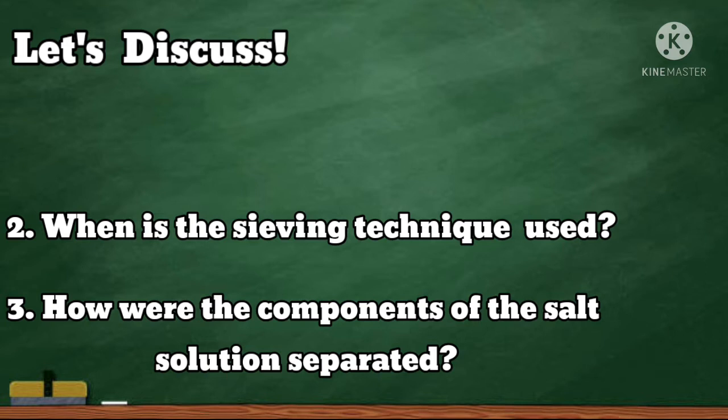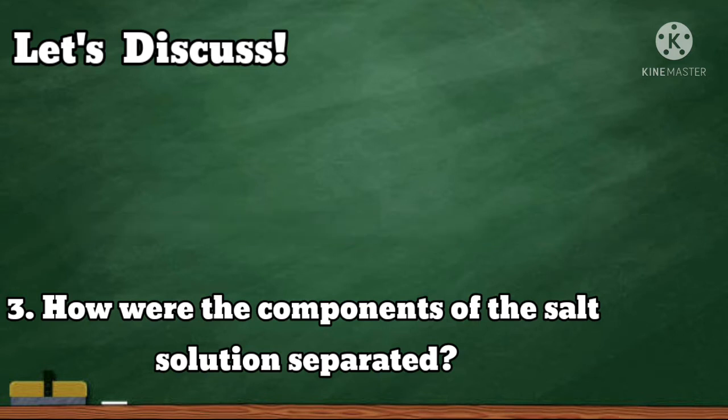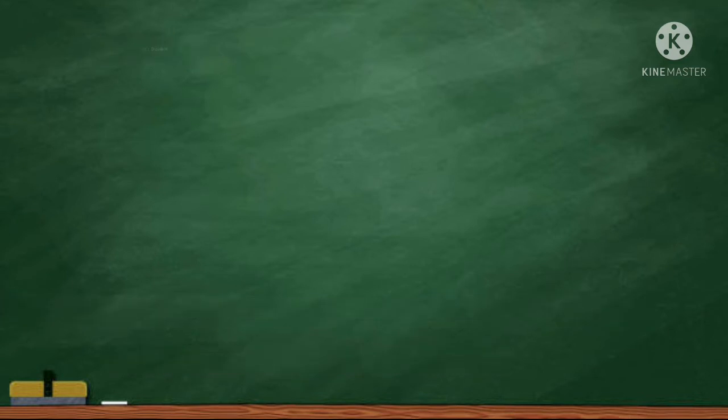Correct! Sieving is done by allowing the dry mixtures with different sizes to pass through a device with tiny holes called a sieve. Last question, how were the components of the salt solution separated? The components of the salt solution were separated through evaporation. It is a separation of components by heating a solution until the liquid turns into gas, leaving the solids behind.